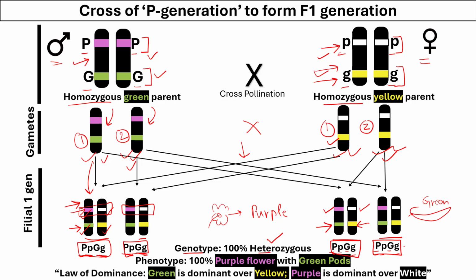So out of capital P and small p, you will get purple. Out of capital G and small g, you will get green. So all the plants will have the same phenotype. That will be purple color flowers and green color pod. So here we have followed Mendel's rule, which is that green color will be completely dominant over yellow color and purple color will be completely dominant over white color, and the phenotype that you get will be purple color flowers and green color pod.